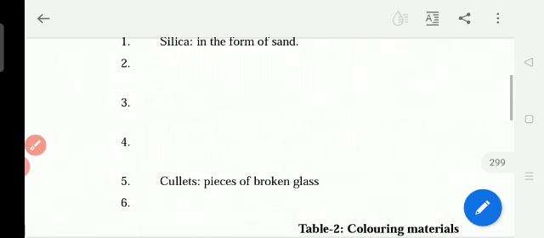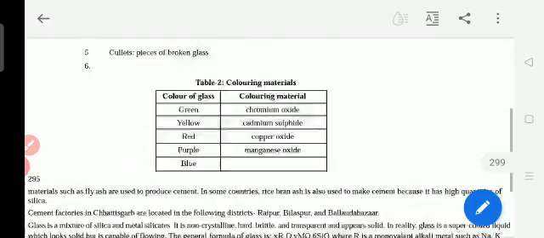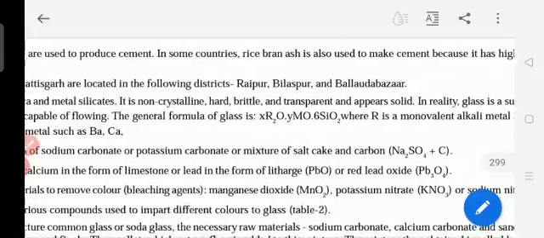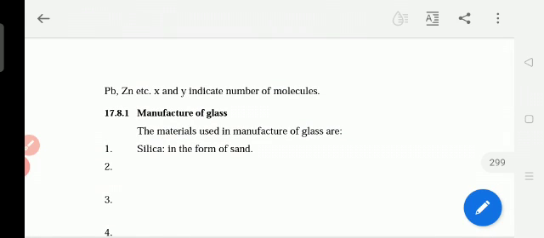So how to manufacture glass? We see that now. Sorry, it is not clear in the textbook. Can you follow it on the screen? Can you follow the textbook please?